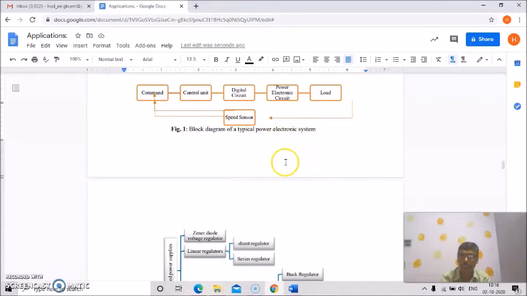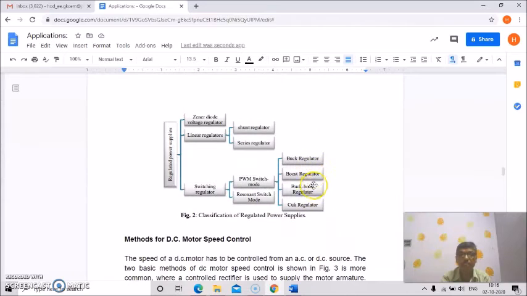So once again I am repeating it so that in the applications part we can recognize and remember these systems' applications. And one more thing is this regulated power supply, which we have also discussed.